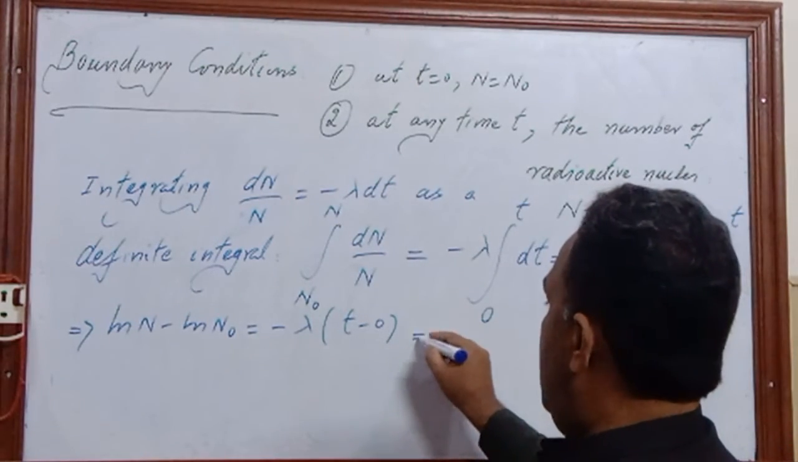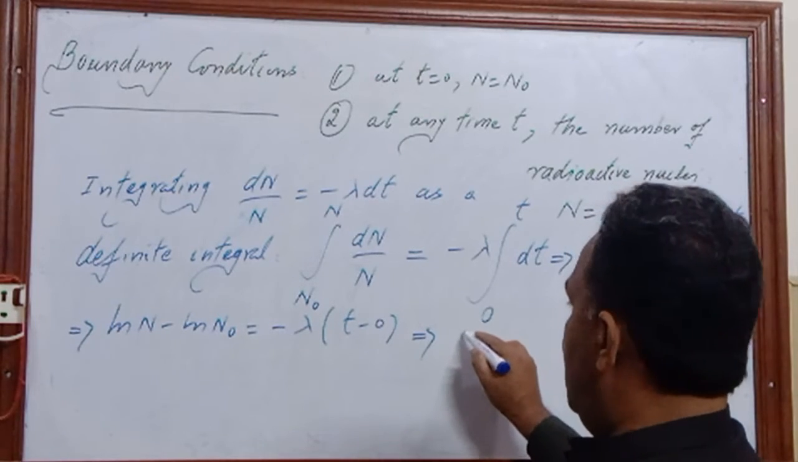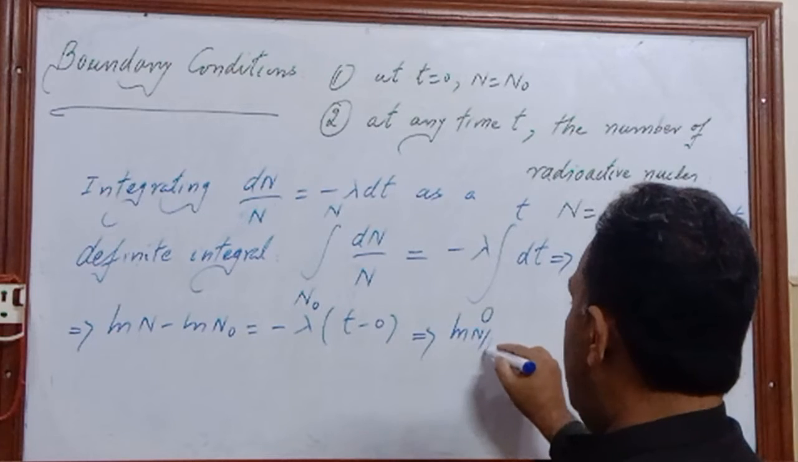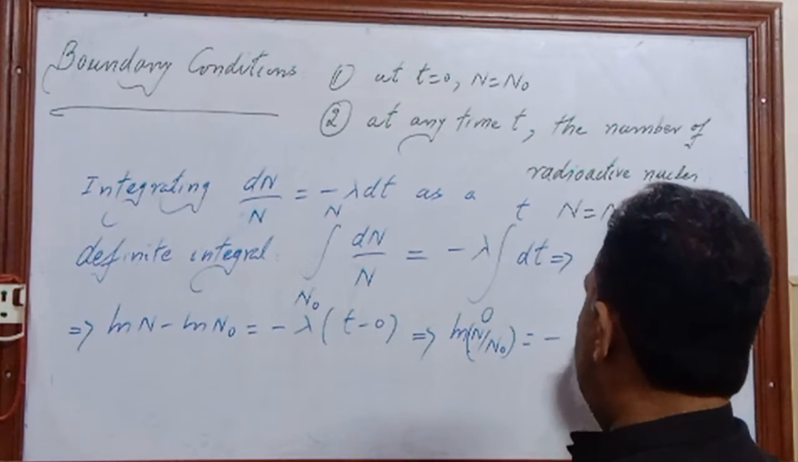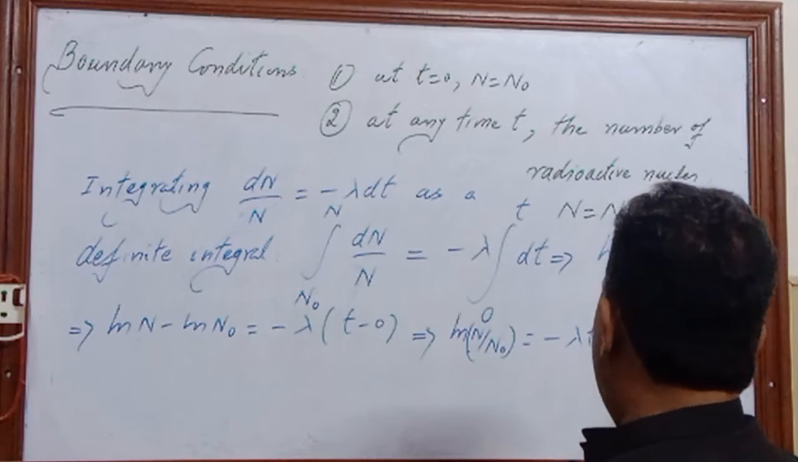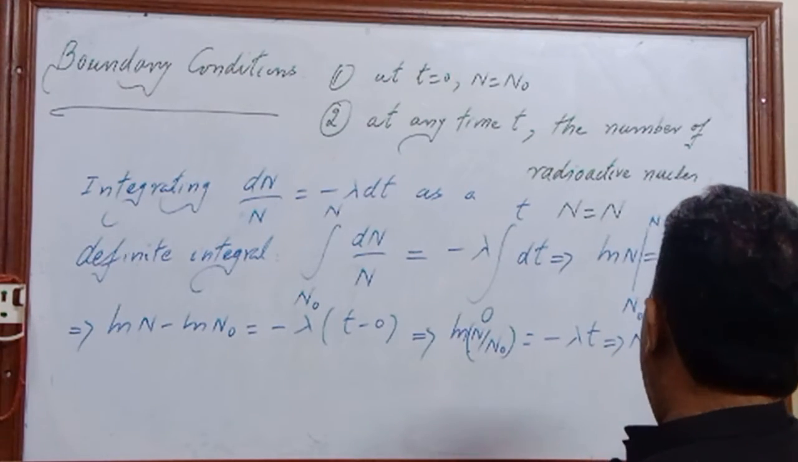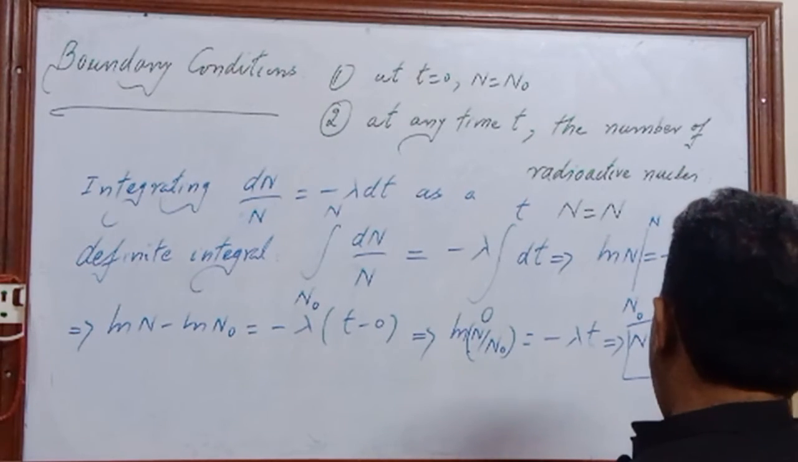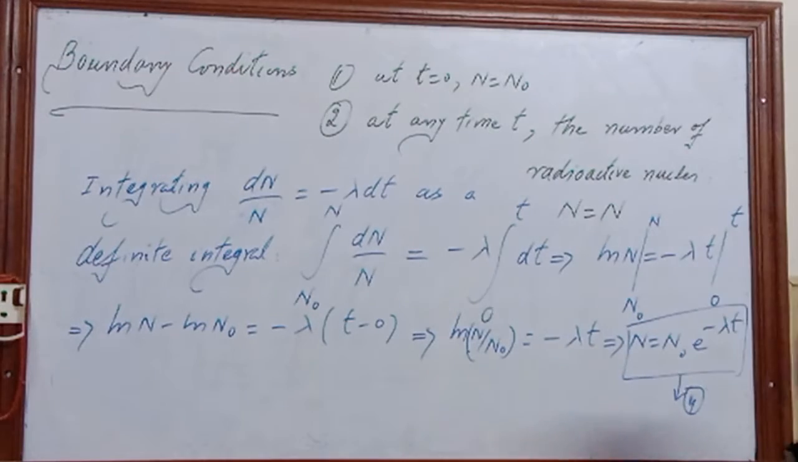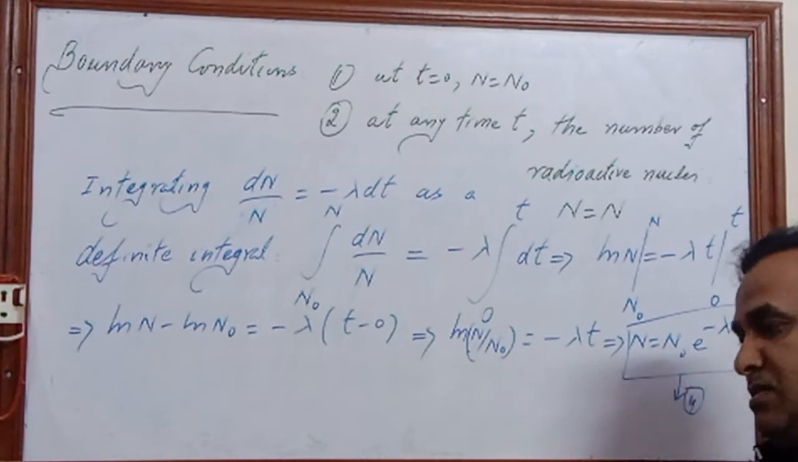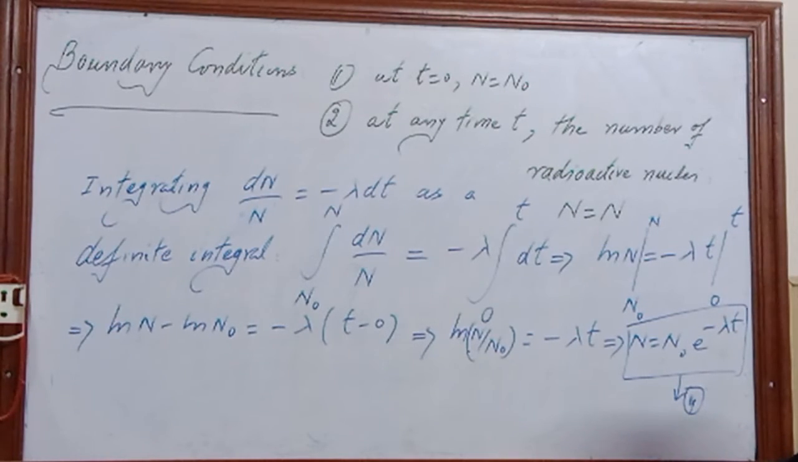By further processing, we get natural log of N over N naught equals minus lambda t. So this gives us N is equal to N naught e to the power minus lambda t. This is equation 4. By comparing the previous equation 3 and this equation 4, we can see that in both situations, whether we solve the differential equation dN over dt equal to minus lambda N as an initial value problem or as a boundary value problem, we are getting the same particular solution.